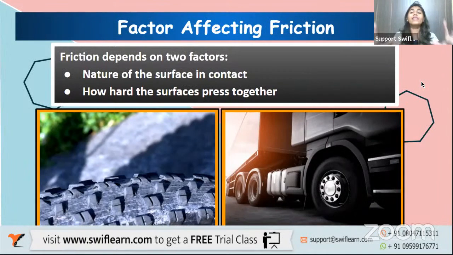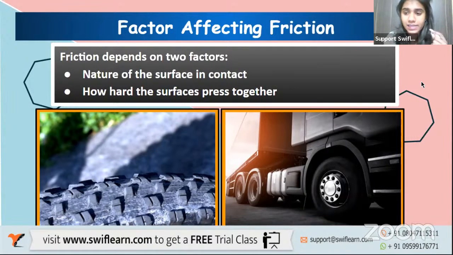So based on all these observations, we can say that the factors affecting friction are: one, the nature of the surface, and two, how hard the surfaces are pressed together. Okay, we'll repeat it once again. There are two factors on which friction depends. One, the nature of the surface in contact, whether it's hard, rough, smooth, what kind of surface it is. And next, how hard the surfaces are pressed together.